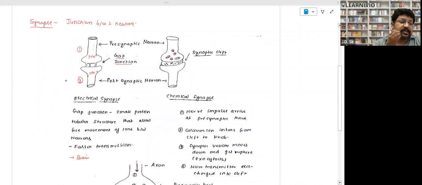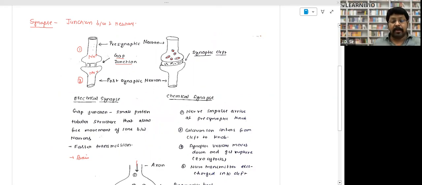So in these junctions, which are electrical synapses or gap junctions, this small protein tubular structure allows the free movement of ions between neurons. They are meant for faster transmission and they are basically found in the brain, right? So this is not a regular phenomenon. This is an exceptional, rare phenomenon, which is found in some parts of the nervous system.